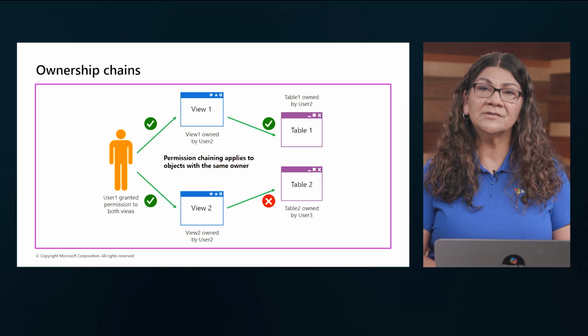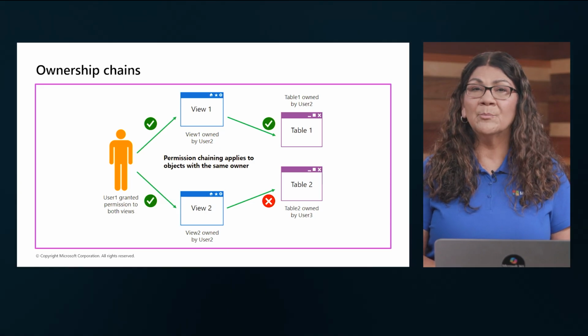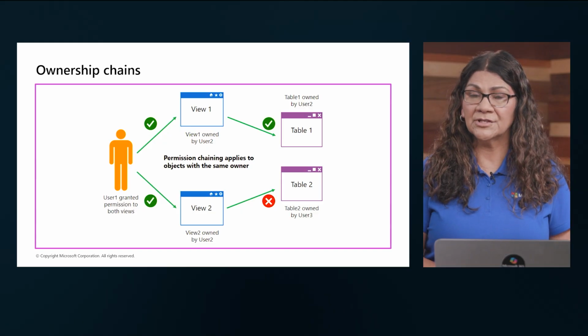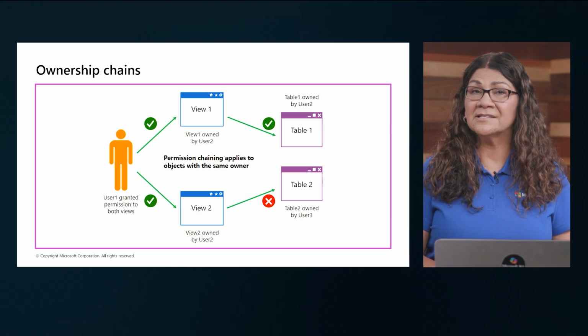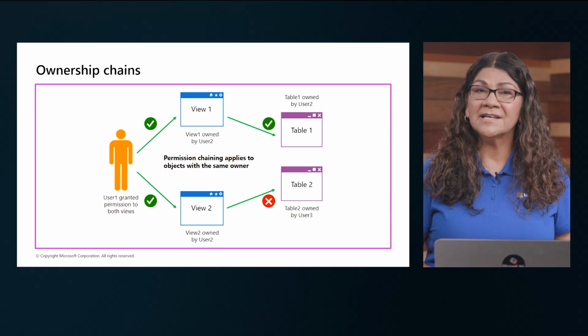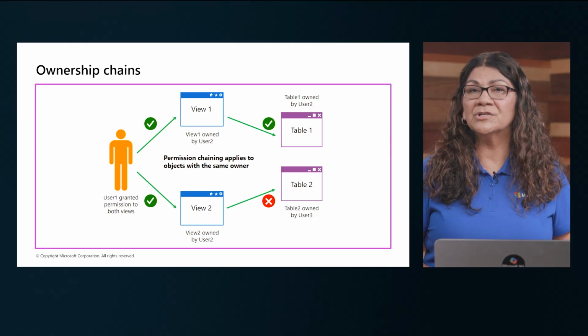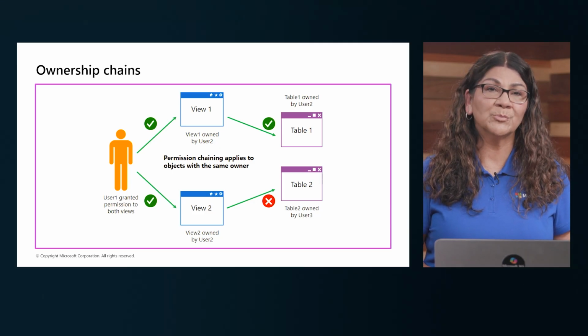The diagram shows that user 1 has access to view 1 and view 2. Both are owned by user 2. View 1 successfully accesses table 1, which is owned by user 2, thanks to the ownership chain. However, view 2 fails to access table 2, which is owned by user 3, because the ownership chain is broken.